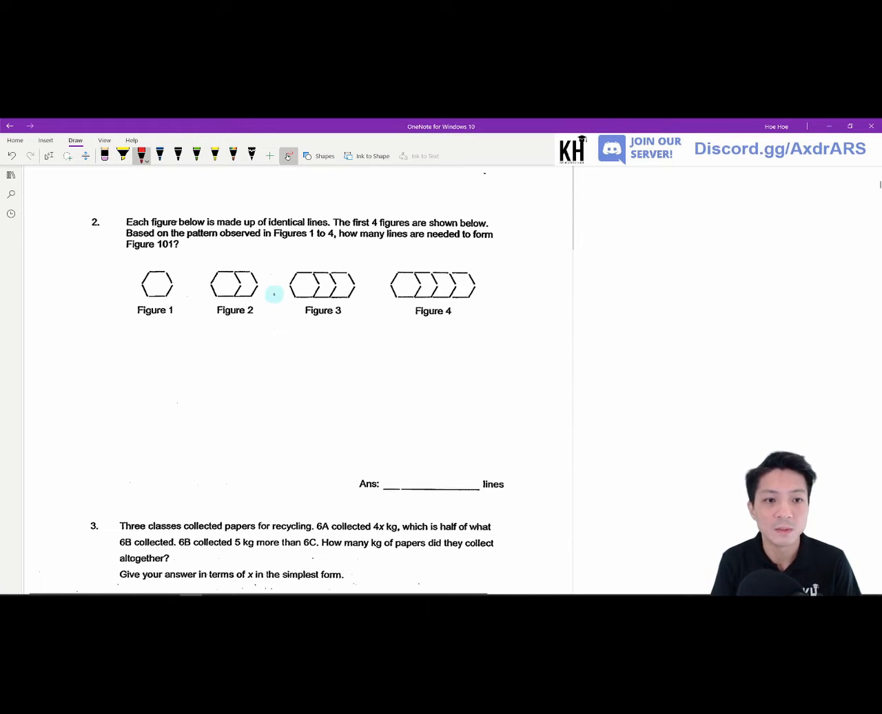Okay, question 2. Each figure below is made out of identical lines. The first 4 figures are shown below. Based on the pattern observed in figures 1 to 4, how many lines are needed to form figure 101? So let's write down the number of sticks first, the number of lines. This will be 6, 10, 14, and this will be 18.